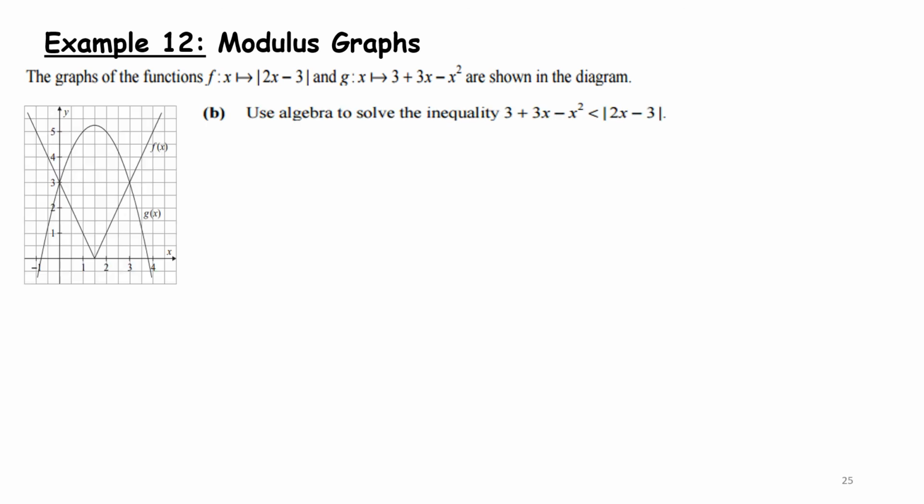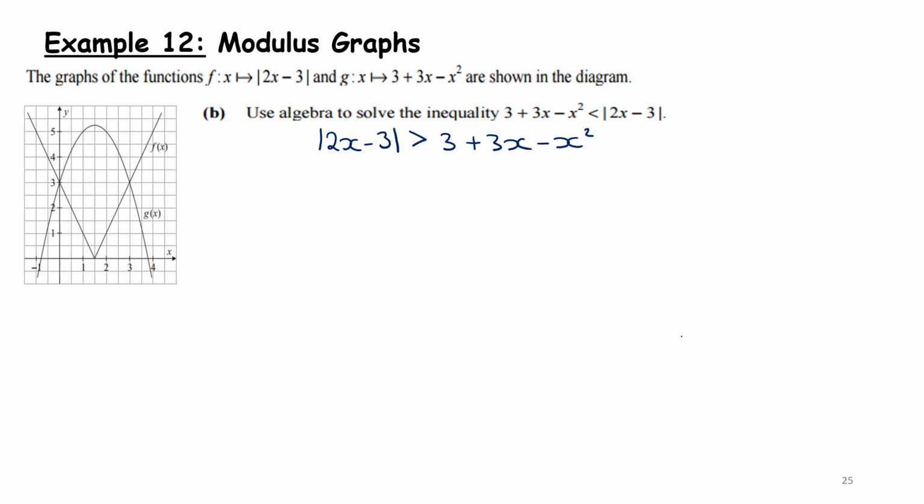Now that we've used the graph to solve it, part B is asking us to use algebra to solve the same inequality. Now for this, squaring both sides is going to be extremely difficult because we'll be squaring a quadratic, and it's a quadratic trinomial. So what I suggest instead is, in the first instance, flipping it. I like to flip it because I think it's easier to work with the modulus on the left hand side. Once we have that flipped, we're going to apply our shortcut.